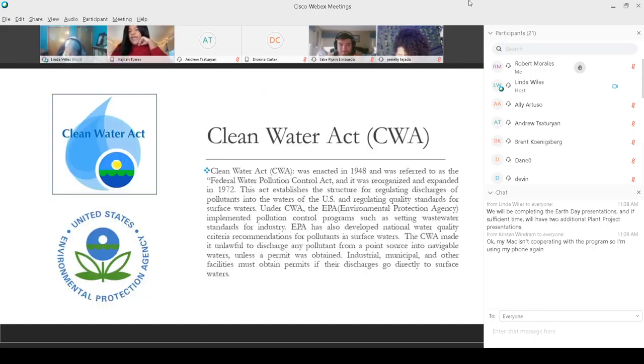So this is one of the ways that the U.S. has developed some strict rules or laws to help the clean water system in the United States. It's called the Clean Water Act, CWA, and it was enacted in 1948 and was referred to as the Federal Water Pollution Control Act. And it was reorganized and expanded in 1972.